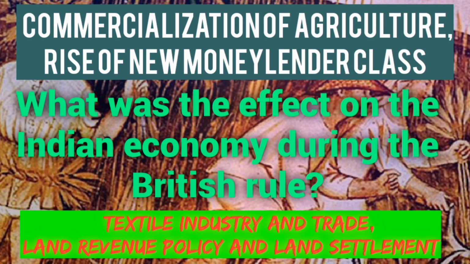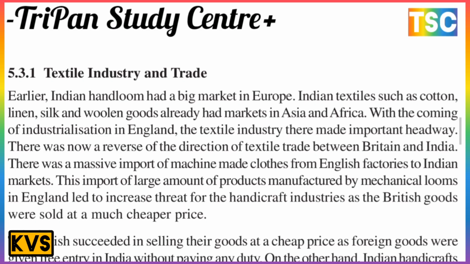Earlier, Indian handlooms had a big market in Europe. Indian textiles such as cotton, satin, silk and woolen goods already had a market in Asia and Africa. With the coming of industrialization in England, the textile industry there made important headway. There was now a reversal of the direction of textile trade between Britain and India.